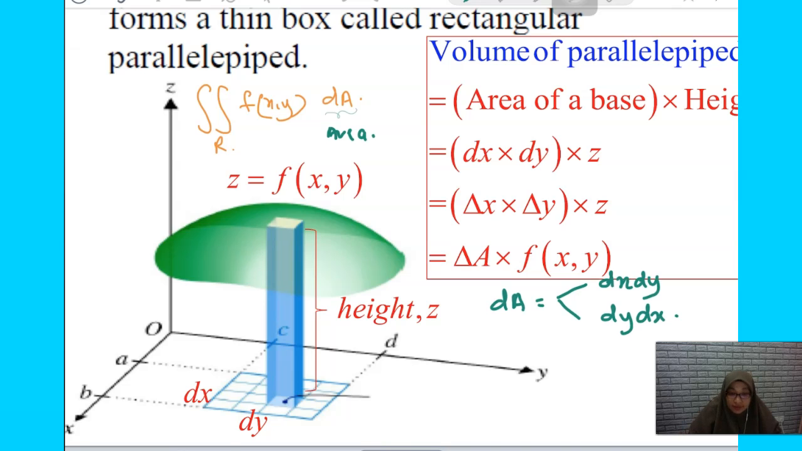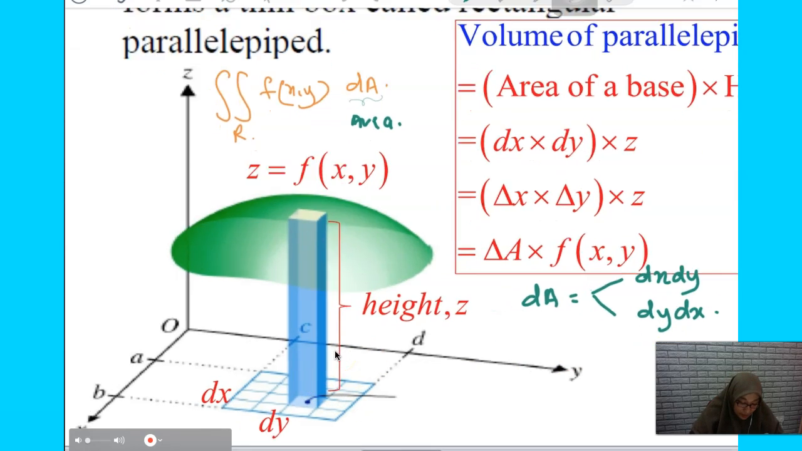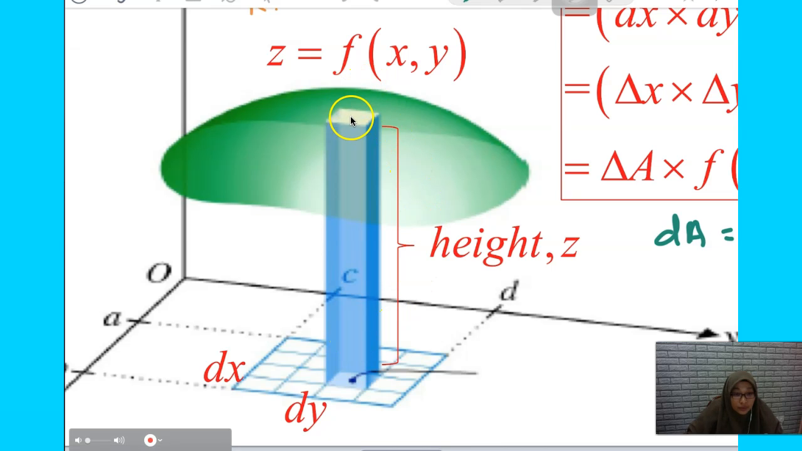So how can you have area from dx dy? It's just like you multiply the changes of x by the changes of y. Or if you have dy dx, you multiply the changes of y and the changes of x. So where do the changes come from? We want to evaluate the double integral of the given function f of xy over the region.